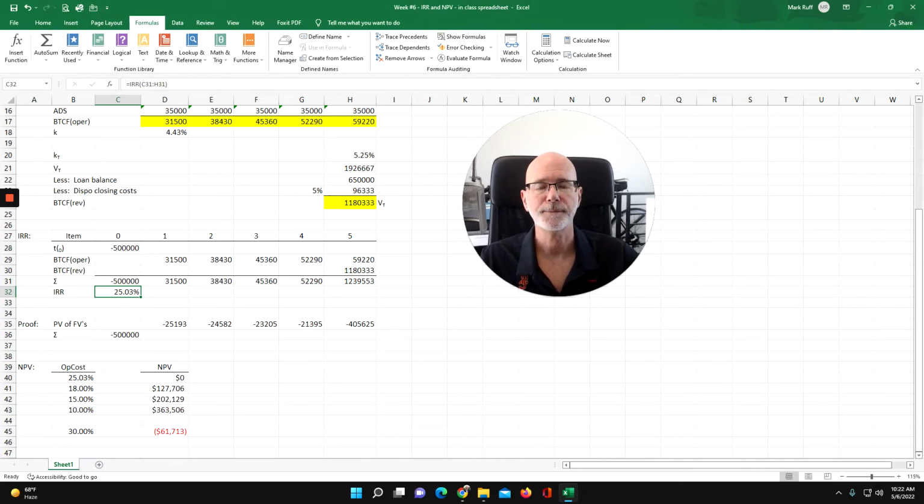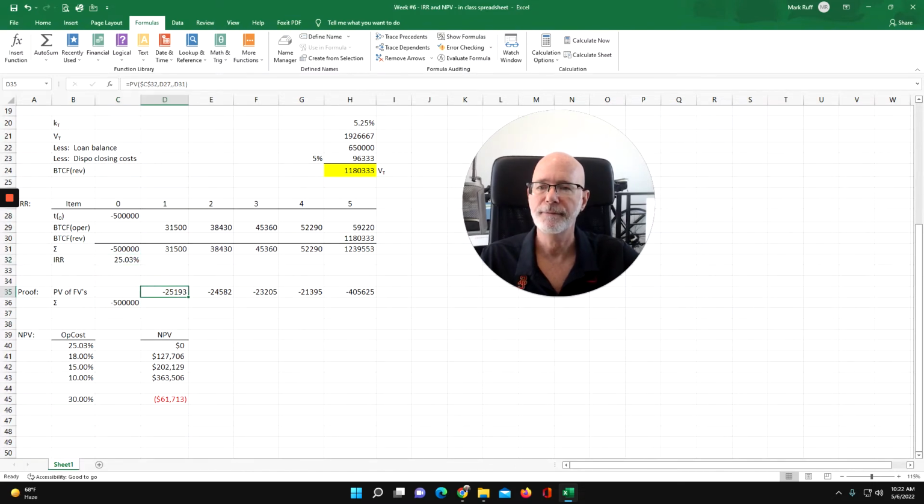And we said in class that the internal rate of return is the discount rate which causes the net present value to equal 0. Therefore, what I've done to prove that is I've just simply taken these future values, right? We're getting this 31.5 at the end of year 1, this 38.4 at the end of year 2, 45.3 at the end of year 3, 52.2 at the end of year 4, and 1.239 million at the end of year 5.